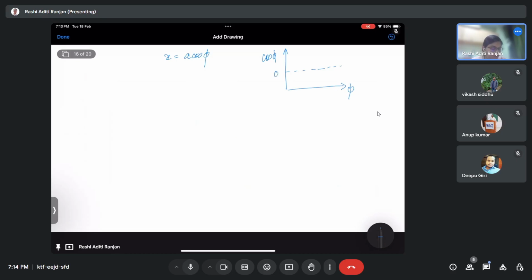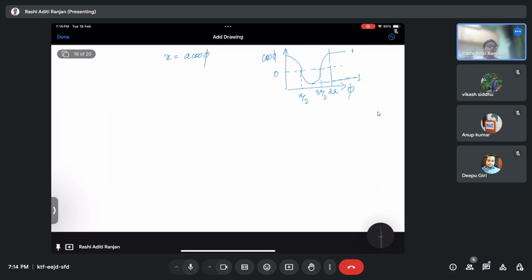This is 0. Cos of phi at 0 is 1, it comes like this and goes like this. This is 2 pi, this is pi by 2, this is 3 pi by 2. This is 1, this is minus 1. So this is how the cos function varies.